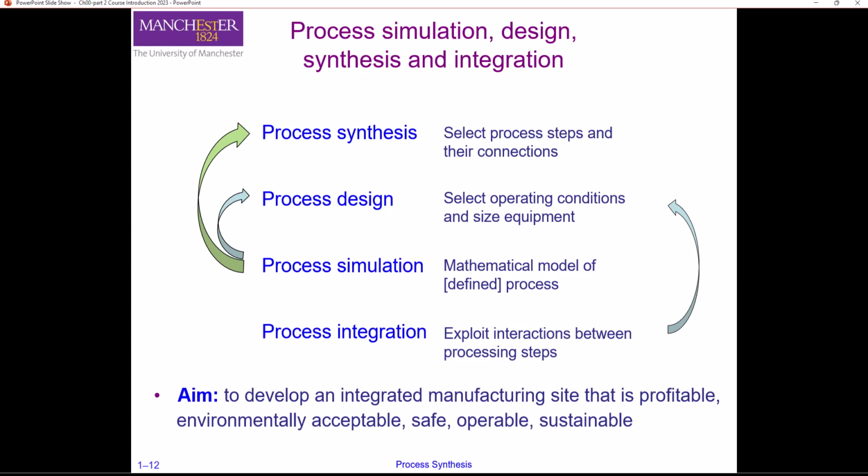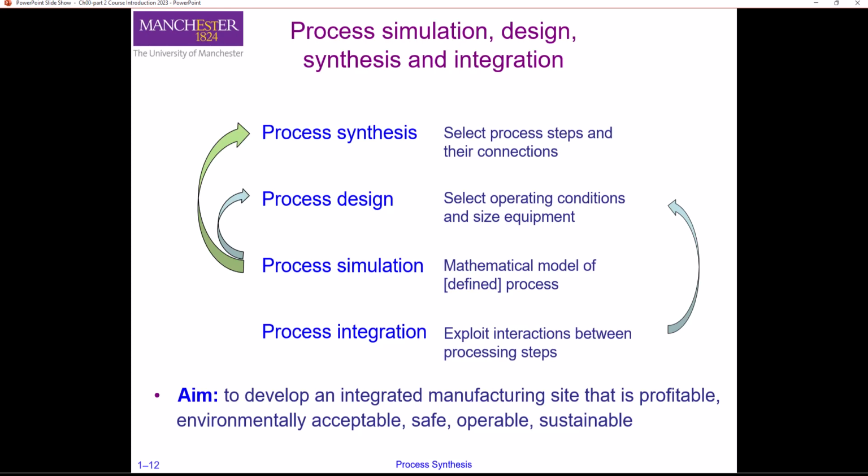In the case of process design, we take those units and configurations and identify suitable operating conditions and work out how big the equipment needs to be and what it will cost. So we will look at the size of the equipment and also its economics as well.